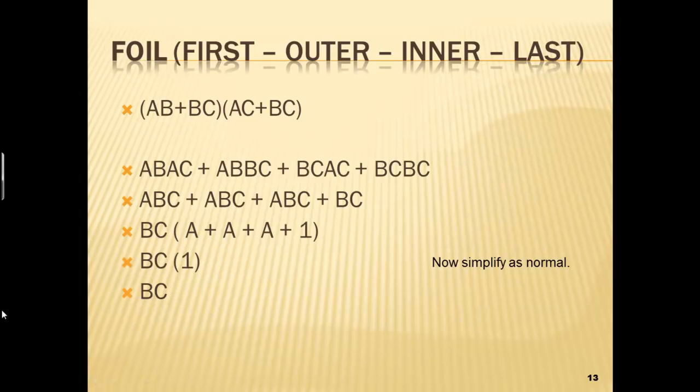Give you a second to look that over, see what I did, and then I'll go on. Biggest thing is there's no squares in Boolean algebra, so there's no A squared or B squared like you would in normal algebra.